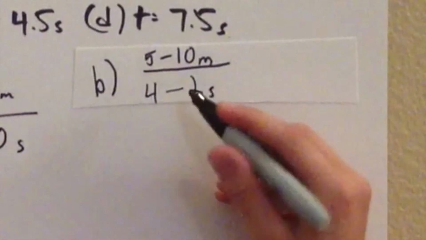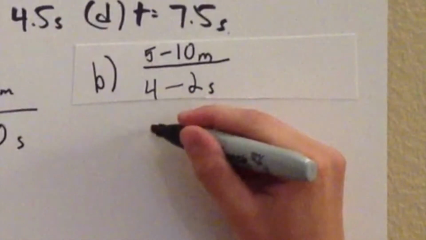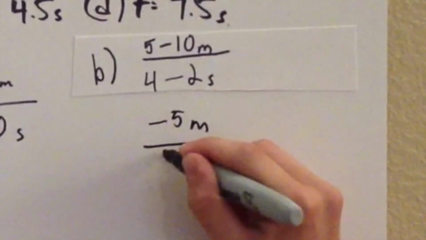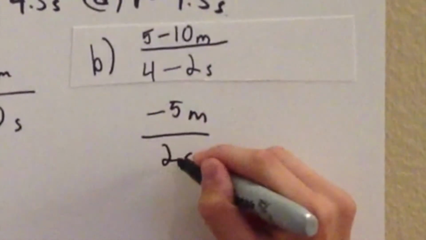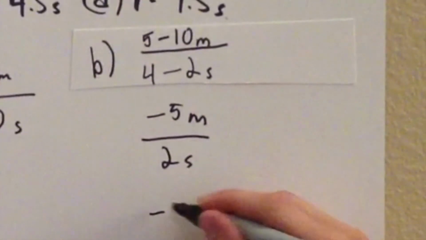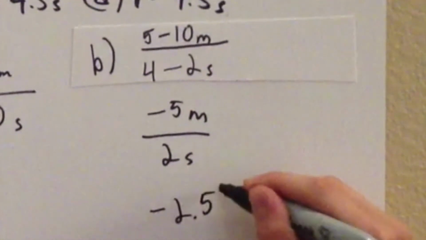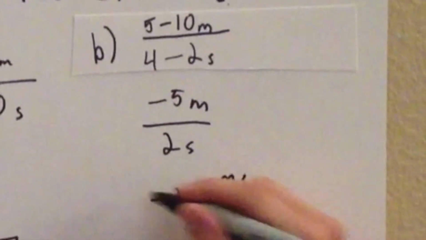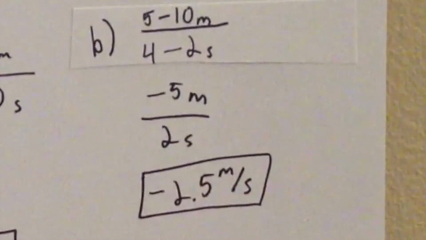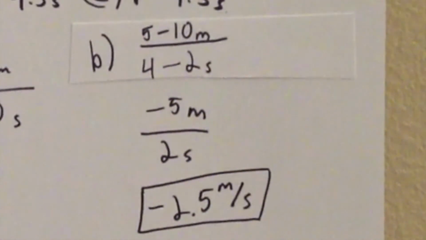Now with some simple algebra, we see that negative 5 meters divided by 2 seconds will give us our instantaneous velocity, or negative 2.5 meters a second. And that is the instantaneous velocity at 3 seconds.